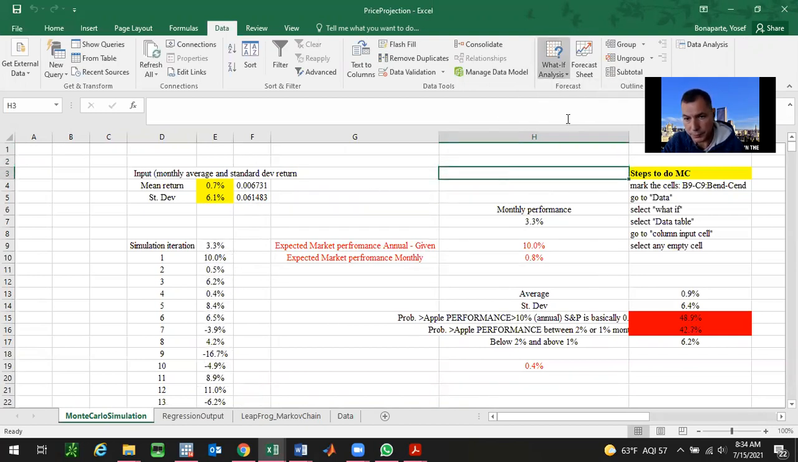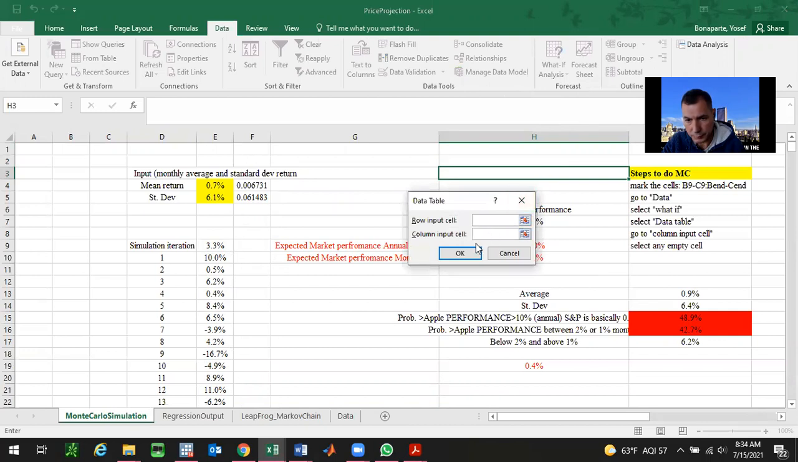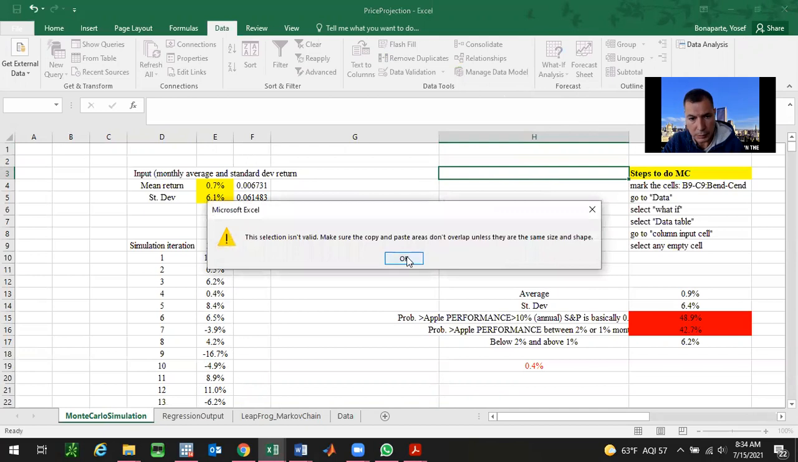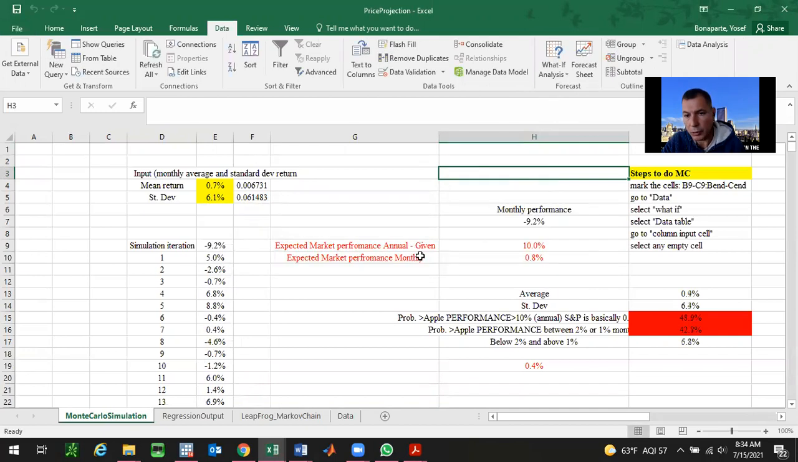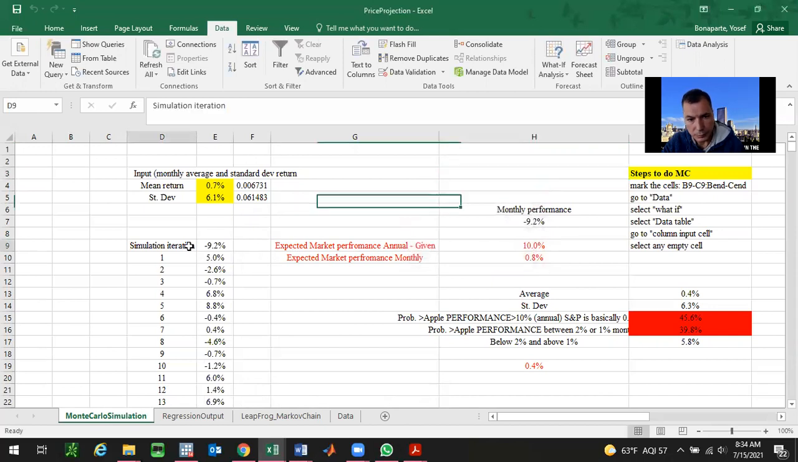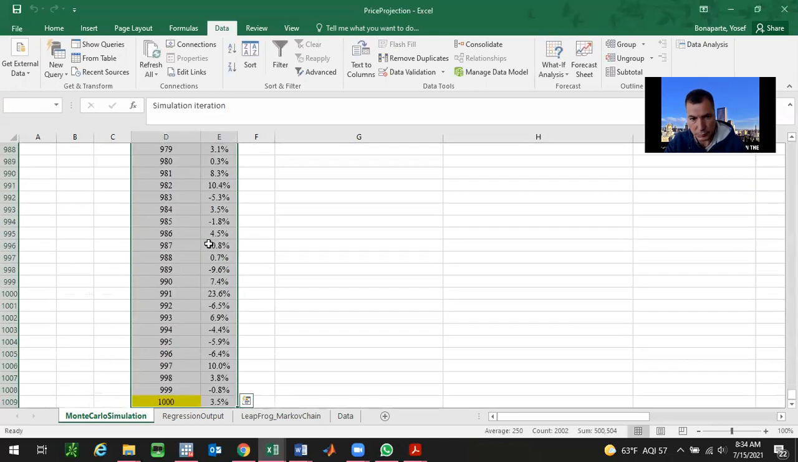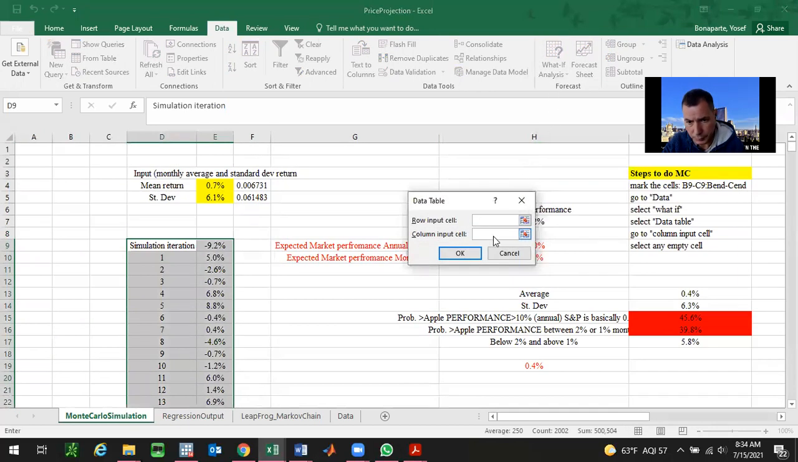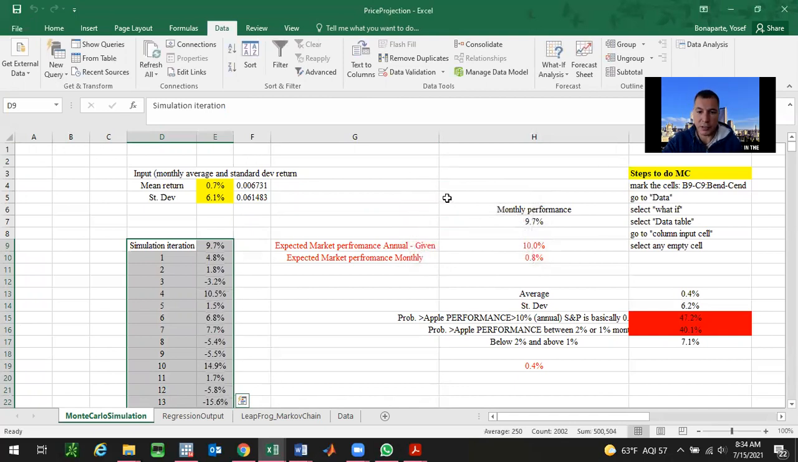What if, OK. Oh, sorry, I forgot to do something. What if this, cancel. What if, you choose any cell, OK. That's it. Now you get the simulation.